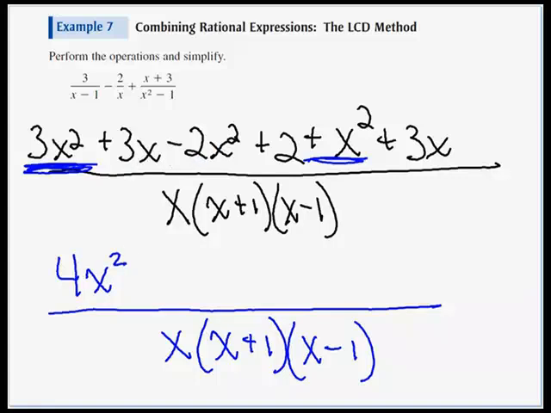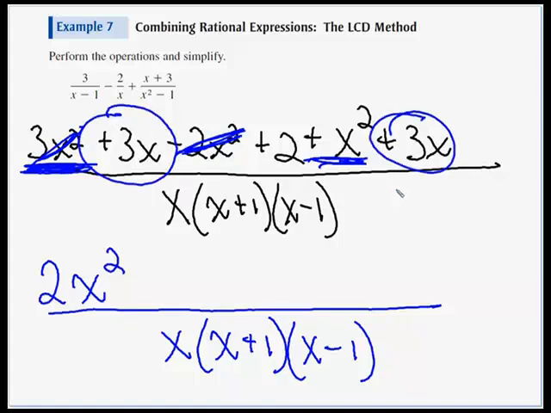Ooh, and I missed that right there. We have more than that. So 3x squared plus 1x squared is 4x squared, minus 2x squared is 2x squared. So we just have a 2x squared there. And then we have a 3x and another plus 3x, that's plus 6x. And then our only constant is the plus 2. So that is all over our denominator.